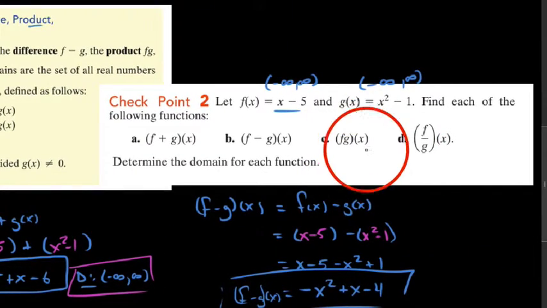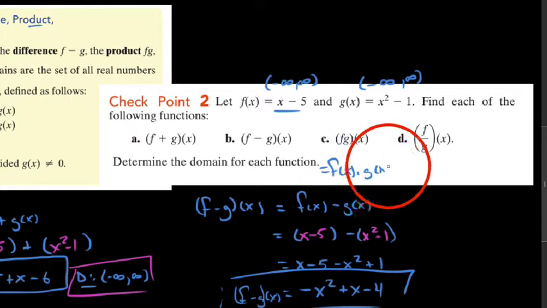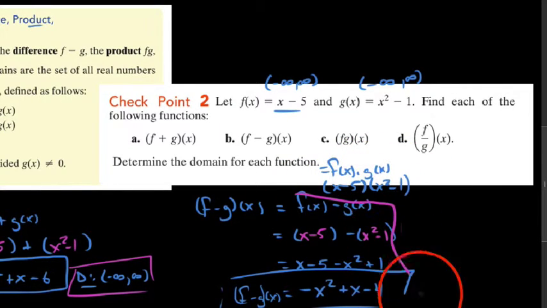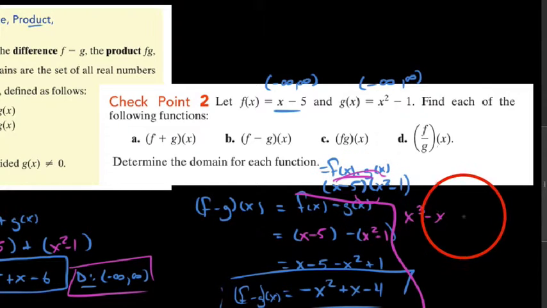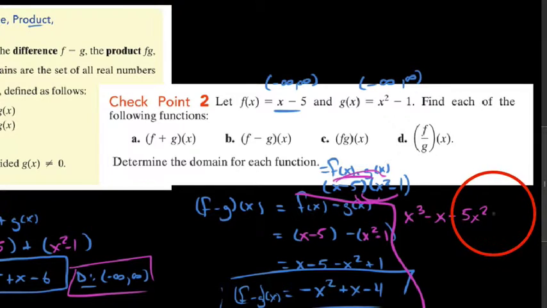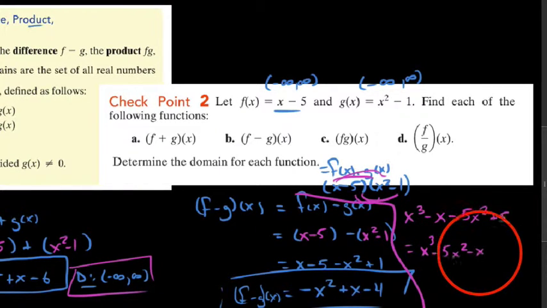So now looking at our last two here, we say f times g of x. We're going to start by rewriting this as to what it truly means. We say f of x times g of x. So in this case, we're going to end up with x minus 5 times x squared minus 1, which means we're going to end up having to FOIL here. So we get x times x squared is x cubed, x times a negative 1 is negative x. Negative 5 times x squared is negative 5x squared. And then last but not least, negative 5 times a negative 1 is a positive 5. So our final function here, fg of x, is x cubed minus 5x squared minus x plus 5 when written in standard form.